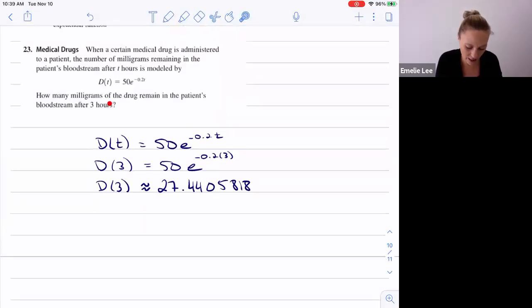How many milligrams? Well, the number of milligrams remaining is D(t), and so roughly 27.44. But I would just keep it like this, right? Technically, if it's asking for the number of milligrams, there are more than 27 but less than 28. It's safer in this case, since we're talking about how much is remaining in the bloodstream, to say 28, even though it's closer to 27. But that's the type of nitpicky stuff that I don't expect you to do, right? As long as you're able to solve these equations, that's what we're doing.